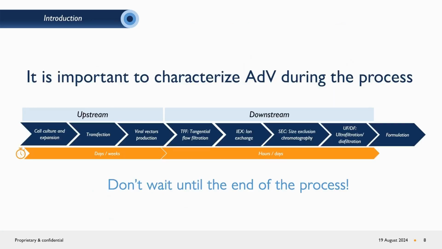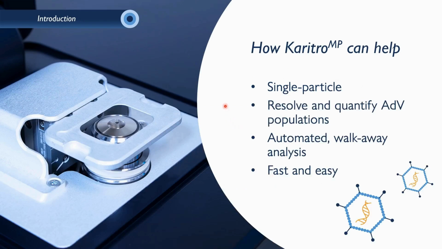But why is it important to characterize adenovirus during the process? Well, if we look at the process itself, you will see that it is composed of multiple steps in both the upstream and the downstream purification, and overall it takes several days, if not weeks. It would be ideal not to wait until the end of the process to see the purity and the quality of the product, but rather to monitor each and every step, because in this way you would be saving time and resources. So how can Karitro help with this?